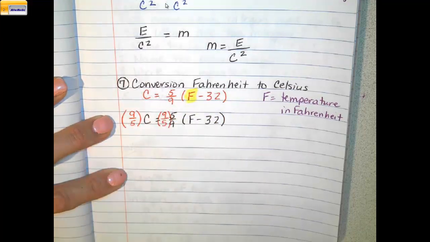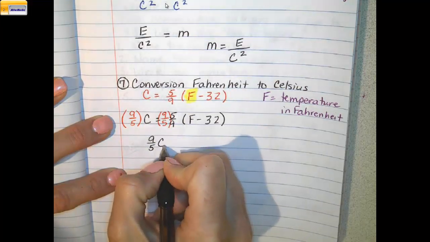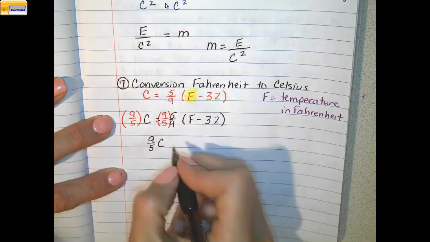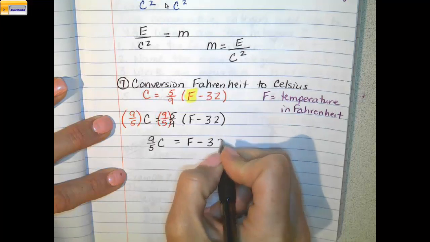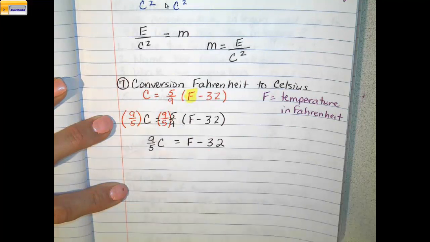When I multiply both sides by 9/5, on this side I'm going to have 9/5 times C. 9/5 and 5/9 will cancel out, so this will equal Fahrenheit minus 32. And I'm almost done. I want to get the Fahrenheit by itself, and right now I have Fahrenheit minus 32.